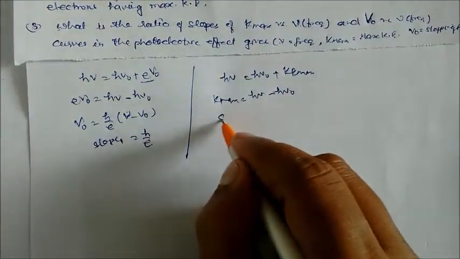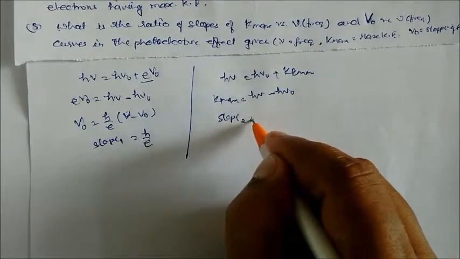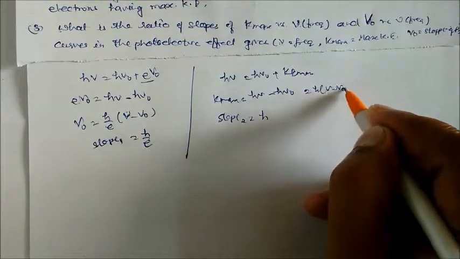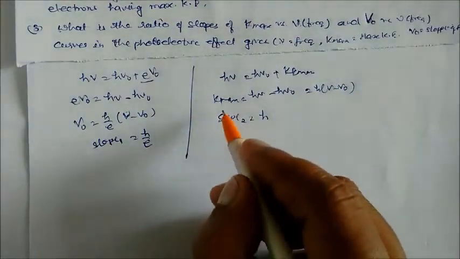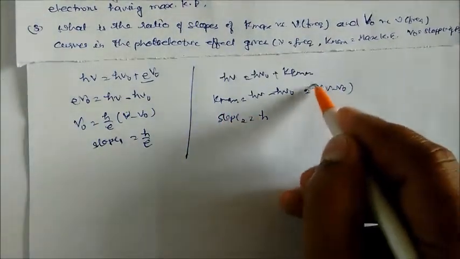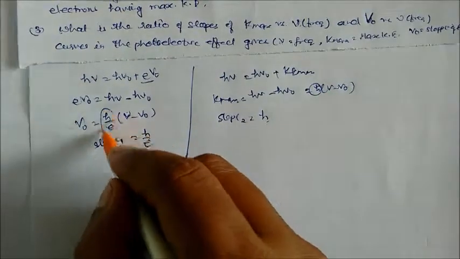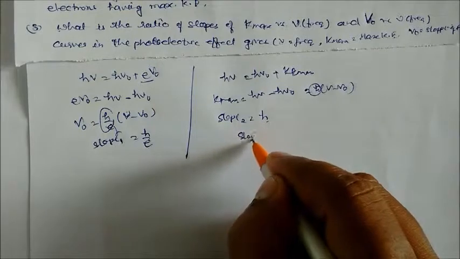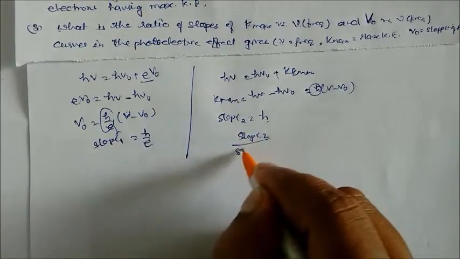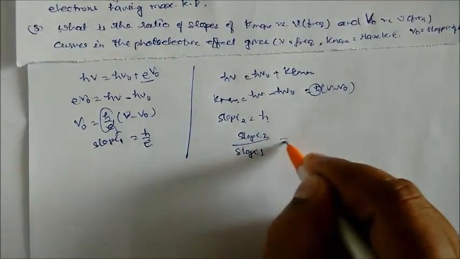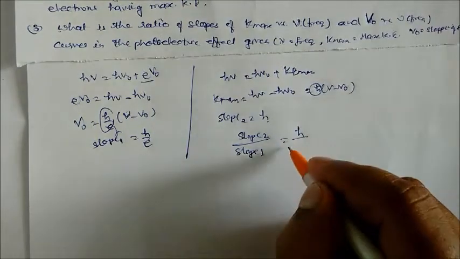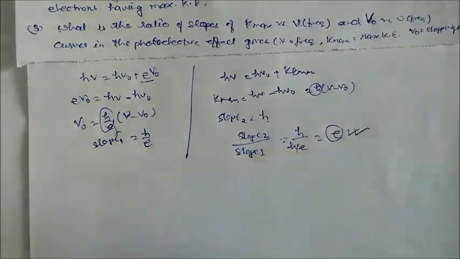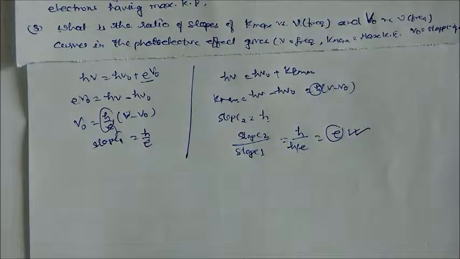So here the second slope will be only h, because if you write here h equal to nu minus nu naught. Okay, so here kinetic energy maximum will be equal to this, and this is the slope. So we have to find the ratio of two slopes. Slope 2 divided by slope 1 is equal to h, since slope 2 is h and slope 1 will be h upon e. So on solving we will get e, which is nothing but the charge of the electron.